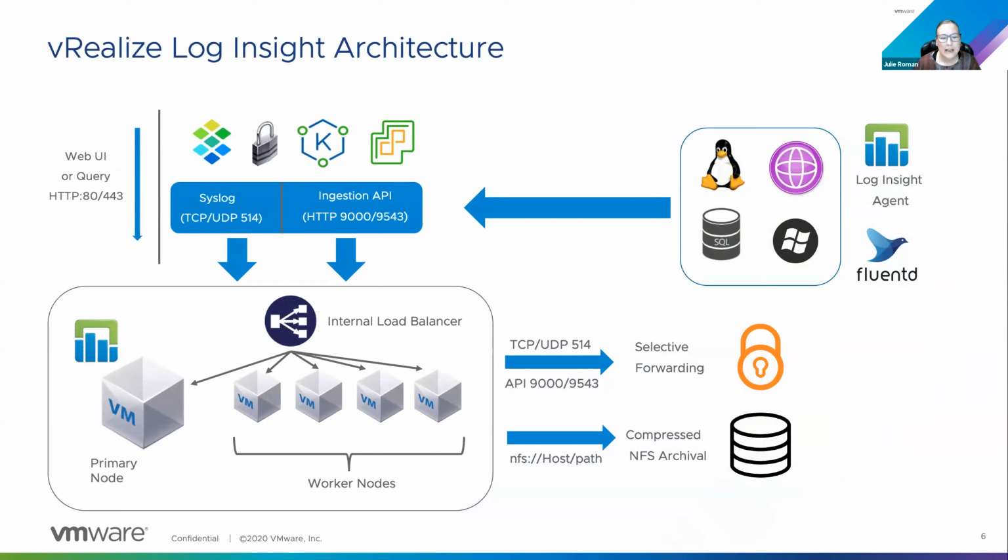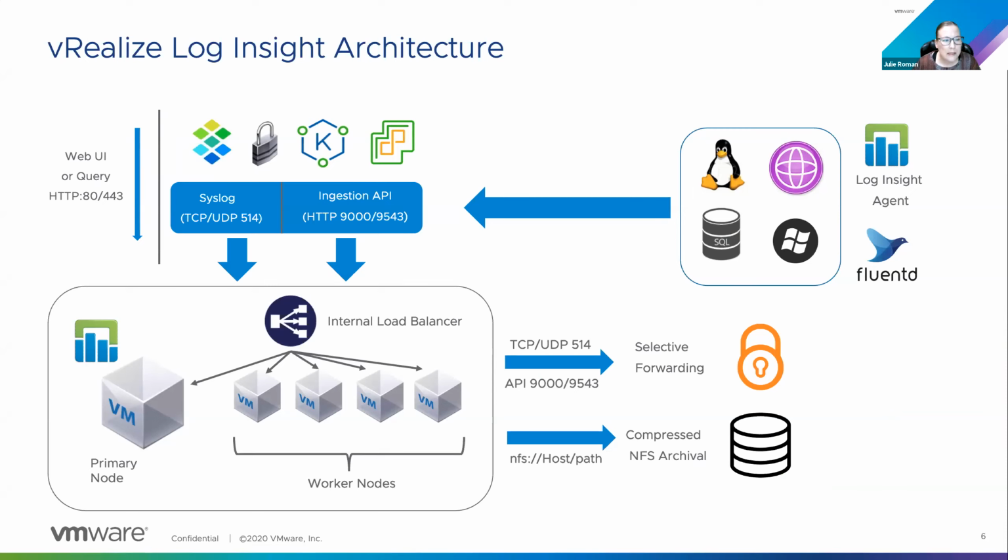So the basic architecture of Log Insight is we have a cluster of nodes. We have one primary node that is the coordinator between all the other nodes, and you can scale that out to 18 nodes. It's using an internal load balancer. We don't support any third-party load balancers with Log Insight.